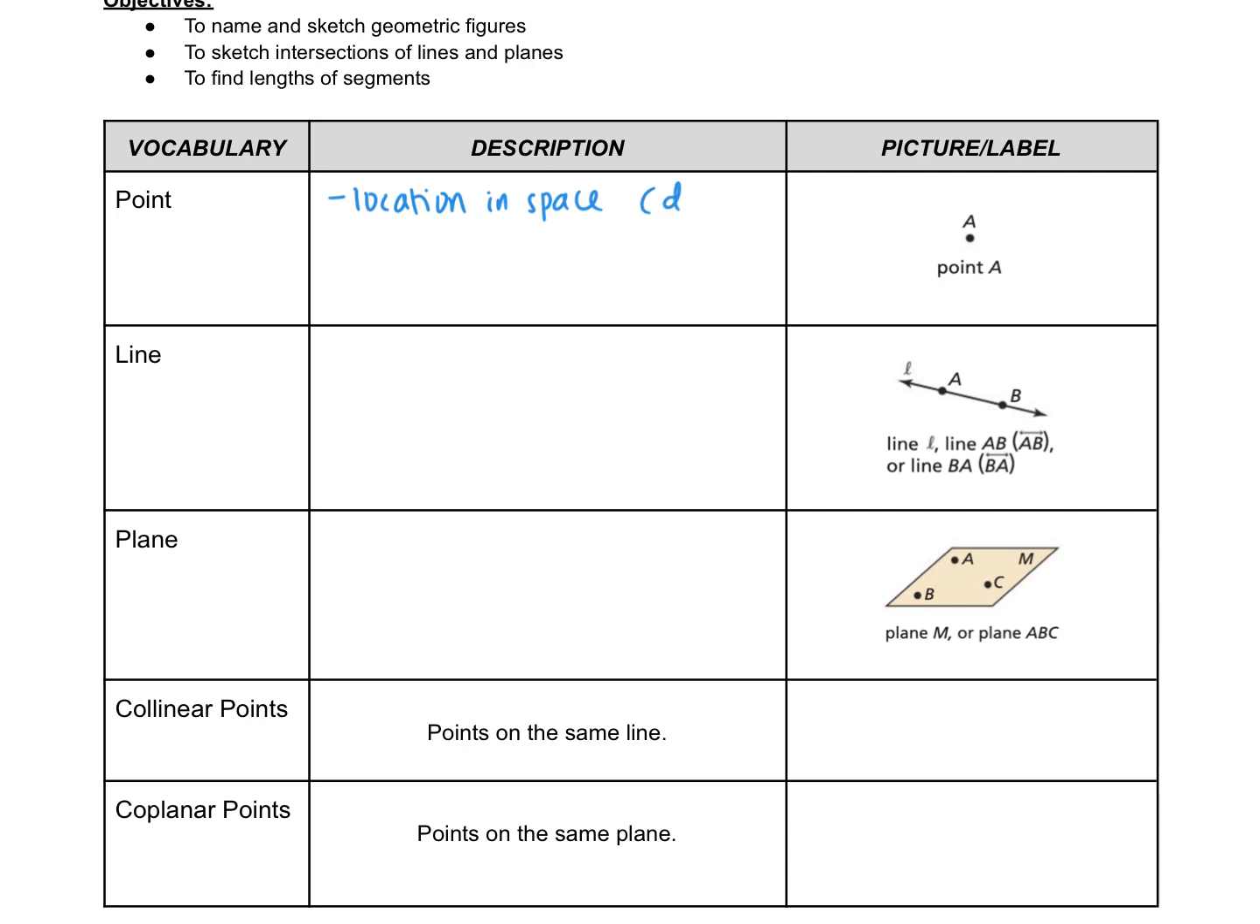And it's represented by just a dot. So a dot in space is a point. It has no dimension. So in other words, no measurement. We can say the location of a point, but a point doesn't have a size.